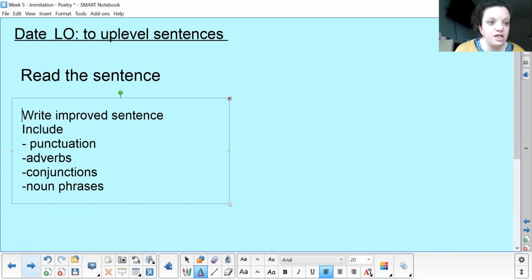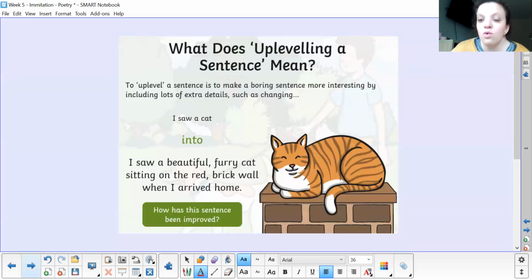We're going to have a real go today at using these features in our sentences. So what does up-leveling a sentence mean? To up-level a sentence is to make a boring sentence more interesting by including lots of extra details, such as changing "I saw a cat", very simple, with no punctuation at the end, into "I saw a beautiful furry cat sitting on the red brick wall when I arrived home."